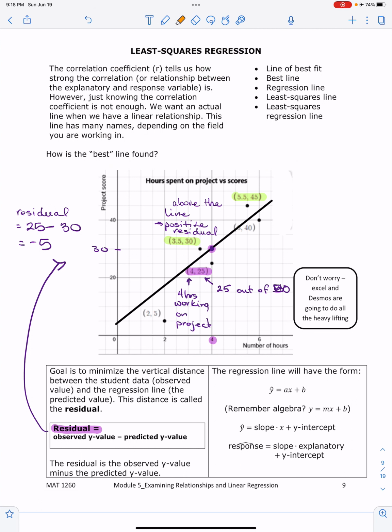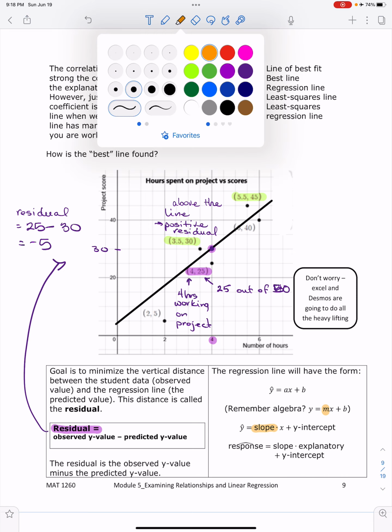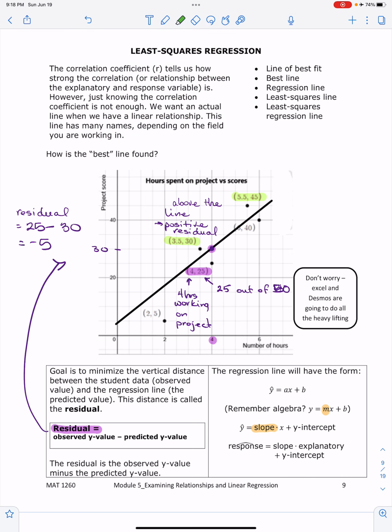Our slope is the number that is attached to the x, and our y-intercept is that value that we are adding afterwards, where we intersect the y-axis.